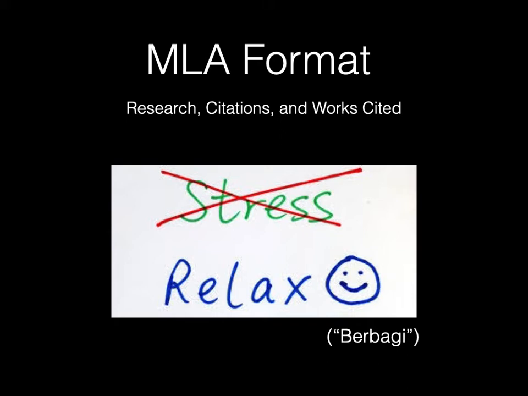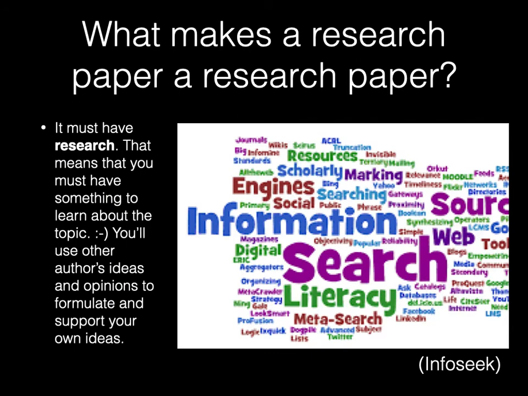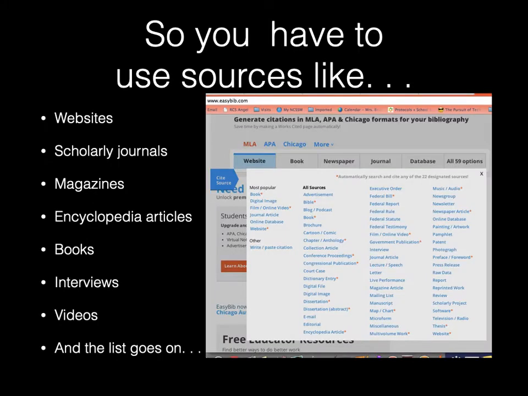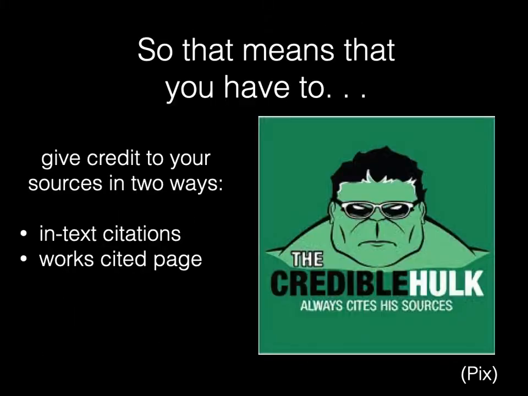So, when you are using research, it means that you've got to learn something about a topic that you don't know. And that also means that you'll be using sources from other people. So you may be using sources like websites, scholarly journals, magazines, encyclopedia articles, books, interviews, videos, and the list goes on and on and on. So that means that you have to give credit to your source. Otherwise, you'll be guilty of plagiarism.